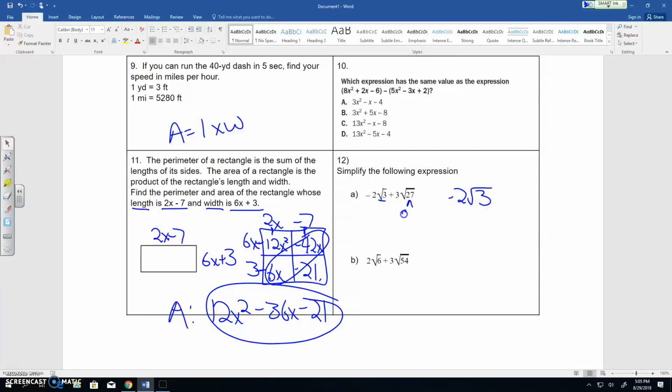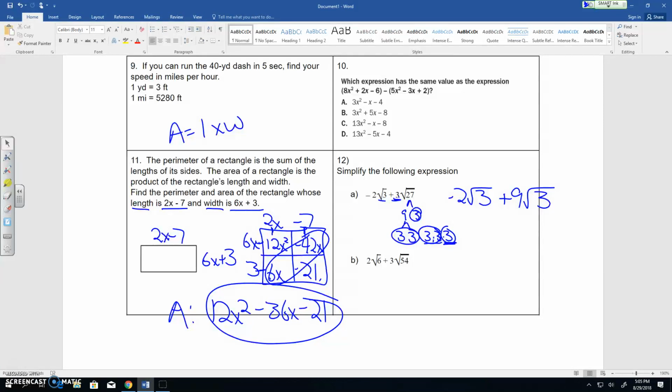But 27 will. 27 breaks down into 9 and 3, circle your 3. 9 breaks down into 3 and 3, so you've got a pair of 3's there. So that's going to be 3, 3, and 3, with a pair of 3's and a 3 on the inside. So a pair of 3's would go on the outside, and if you notice, we already had a 3 on the outside. So that 3 times this 3 is going to make it a positive 9. And then on the inside, we're going to have that leftover 3.